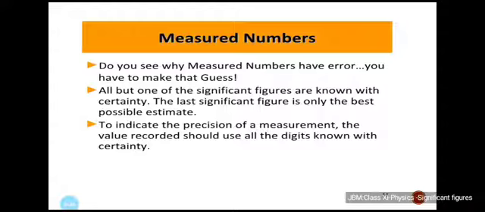All but one of the significant figures are known with certainty. The last significant figure is only the best possible estimate. To indicate the precision of a measurement, the value recorded should use all the digits known with certainty.